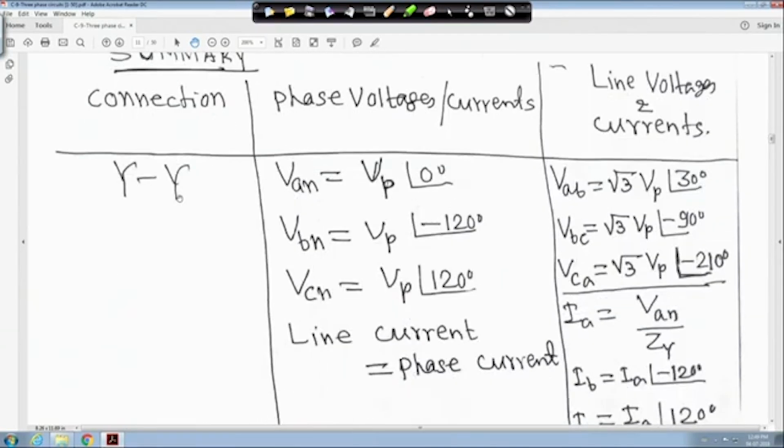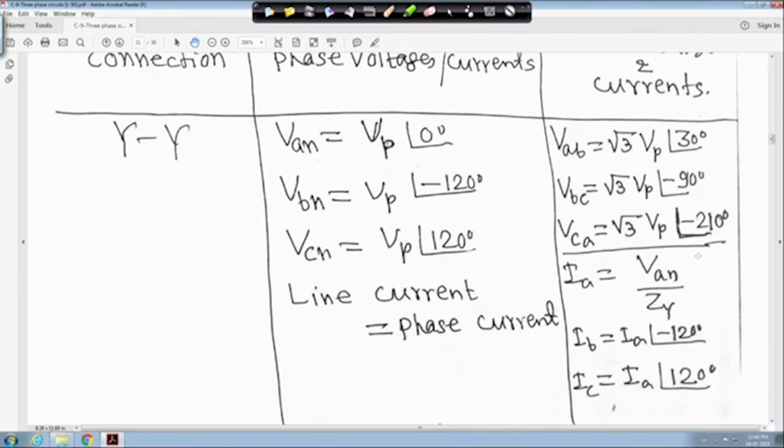So this is the star connection, with phase voltage and current given. This is the relationship we have made for star: line current is equal to phase current. Line voltages VAB, VBC are given, and IA, IB, IC are all given, and this is also given, VAN, VBN, VCN, and for star, line current is equal to phase current.